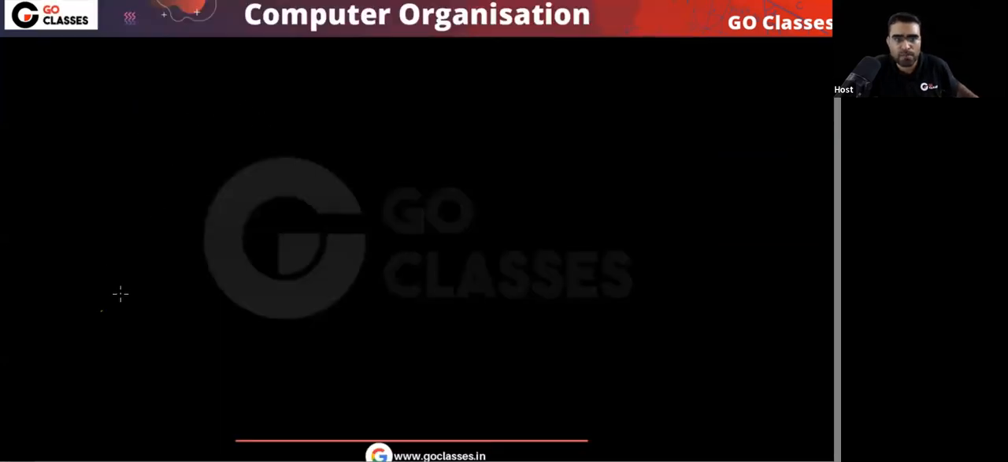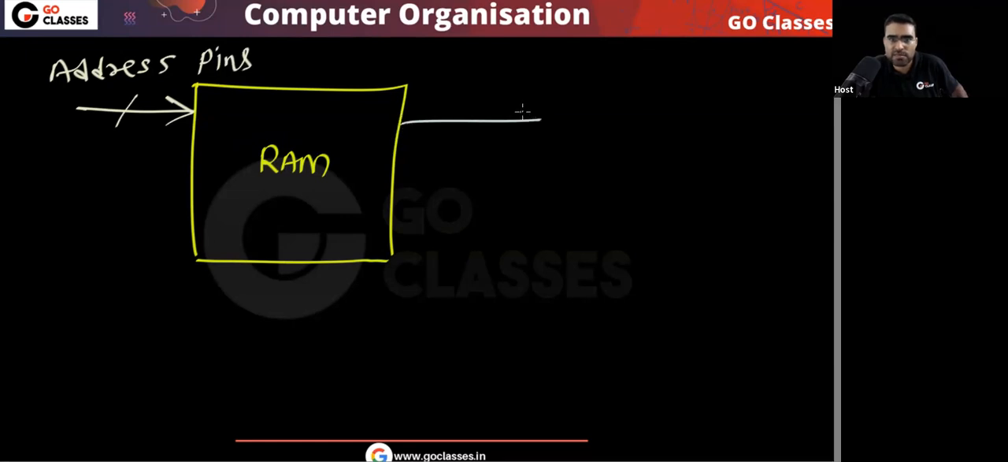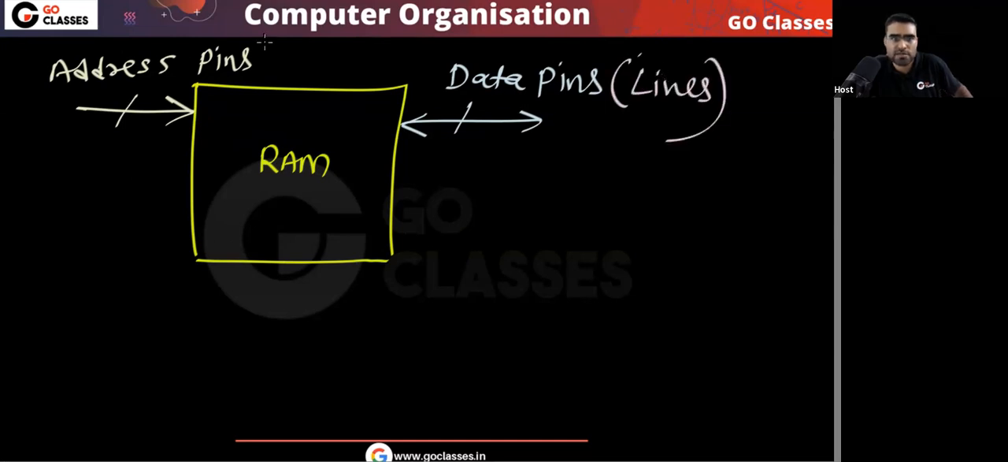Overall, if you look at a memory device, let's assume this is your memory device, let's call it RAM. In this memory device you will have address lines, or you can say address pins. There are some data pins, correct? Data lines, or you can say data pins. Similarly here, address lines, or you can say address pins.